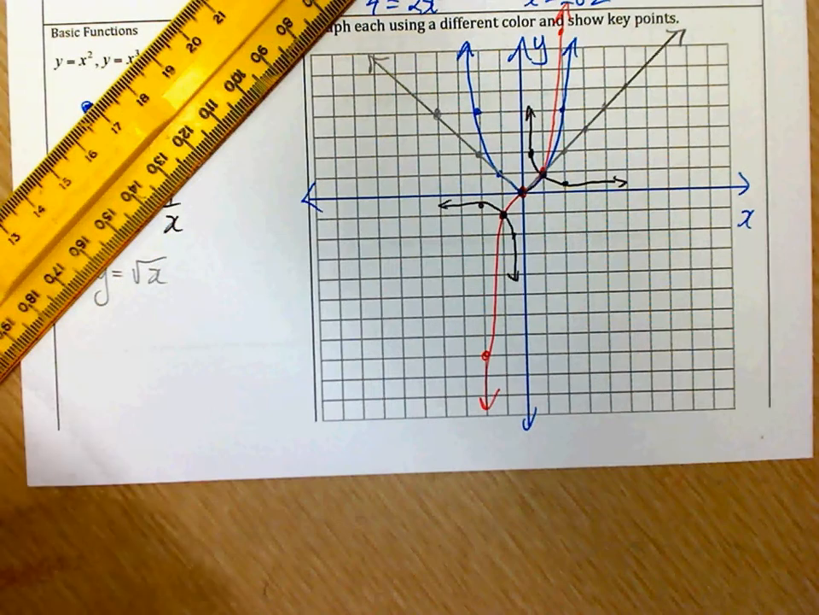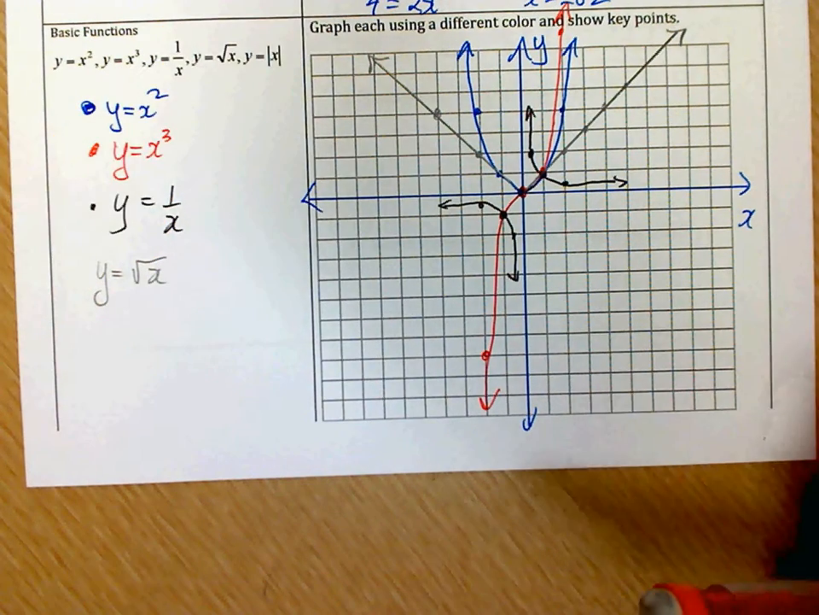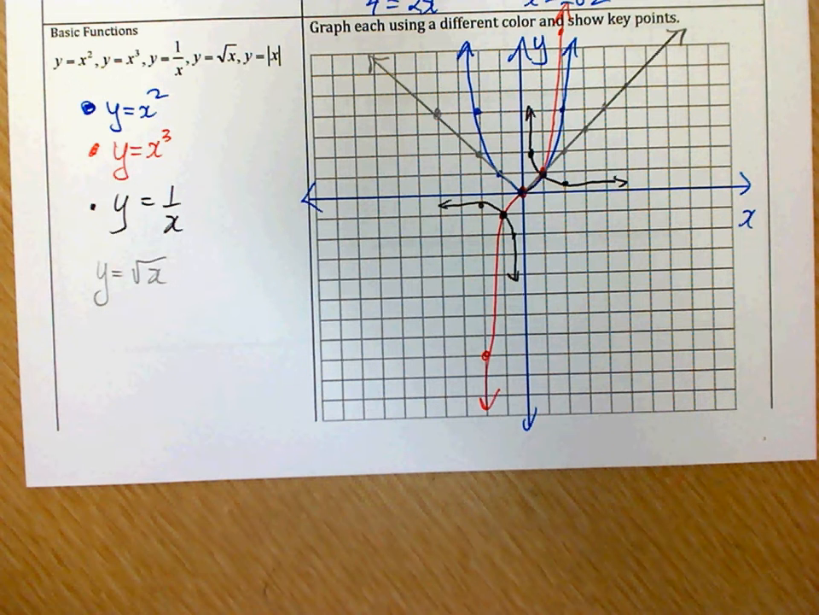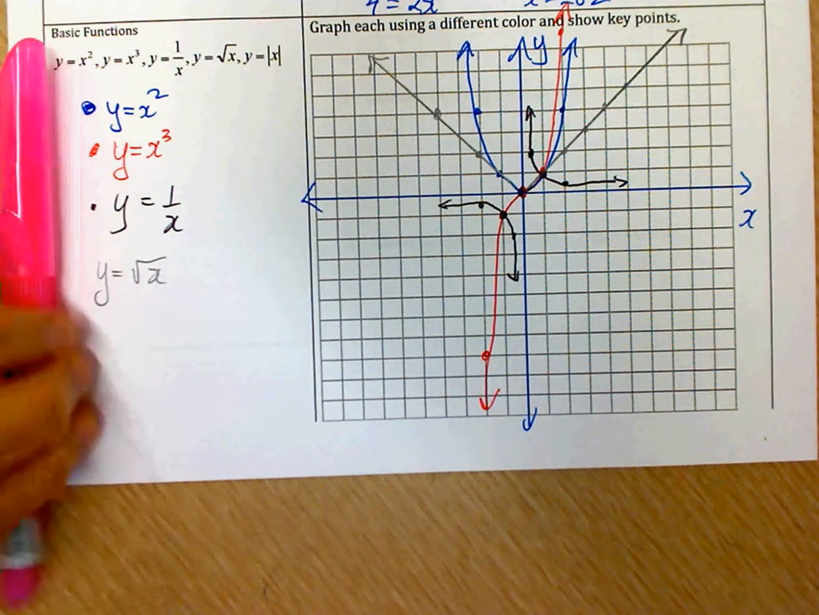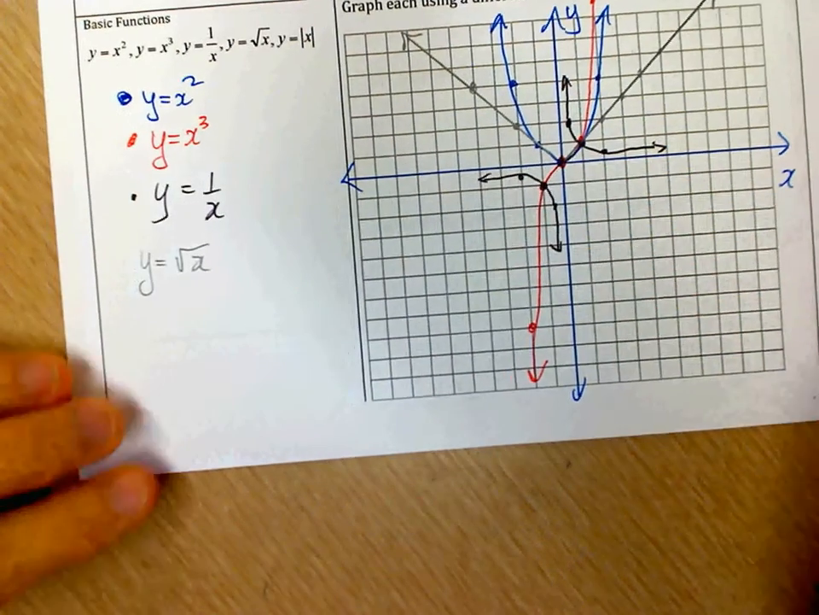Okay, and y equals absolute value of x. Let's see, what color can I do that in? Maybe I'll do it in, I've run out of colors, but I think what I'll do is I'll draw it in, oh, sorry. This should be y equals absolute value of x in pencil.